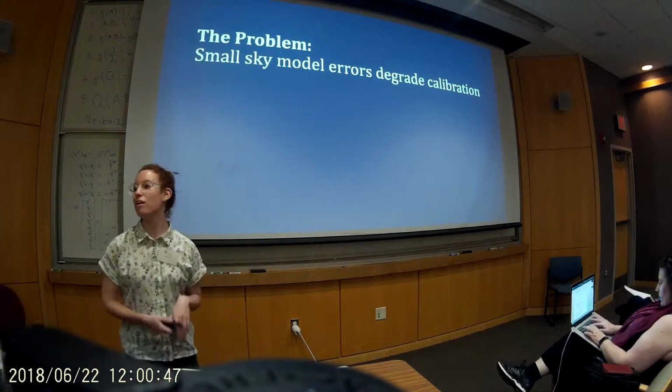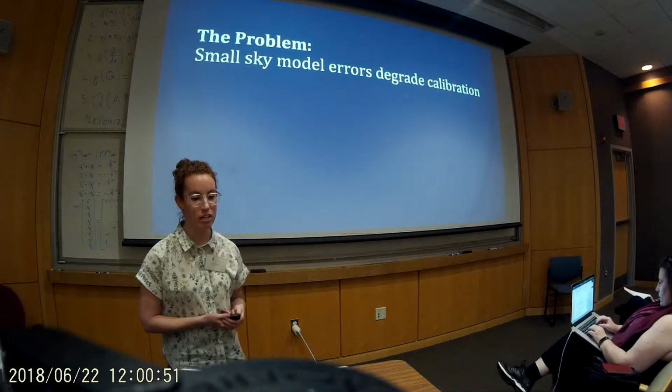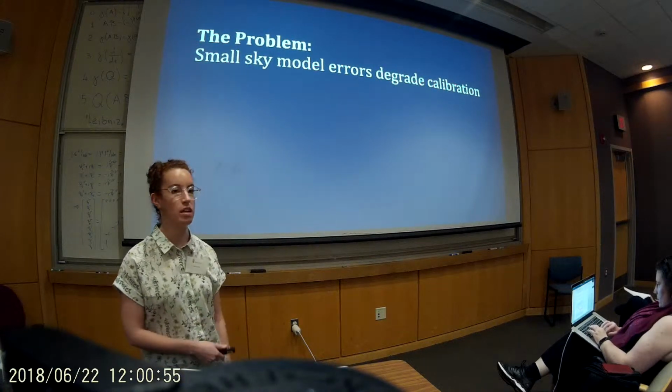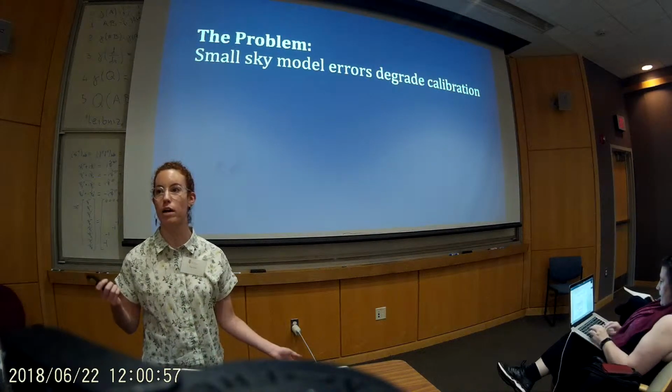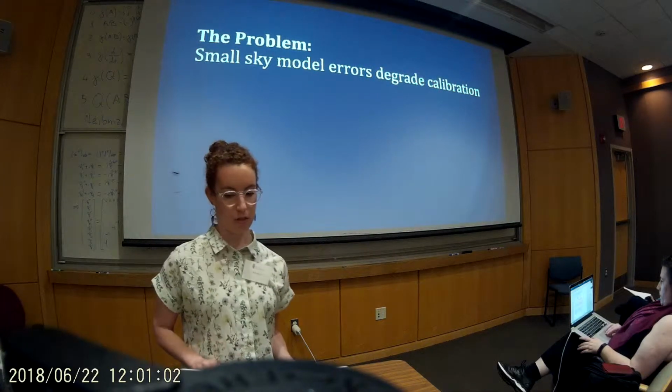I'm going to talk about one systematic today. This is a systematic that affects calibration. It is small sky model errors degrading calibration, and I'm just going to give kind of an overview of what different folks in the collaboration are doing to solve this problem, myself included.